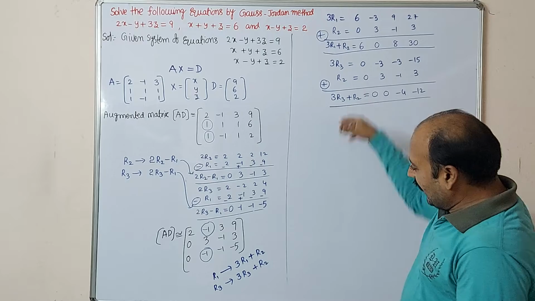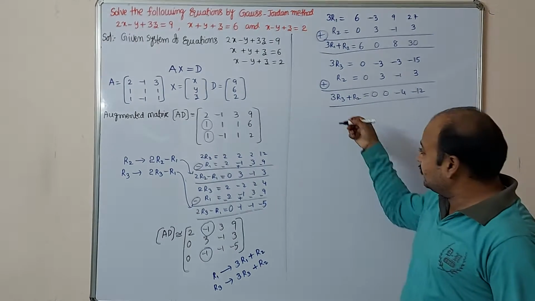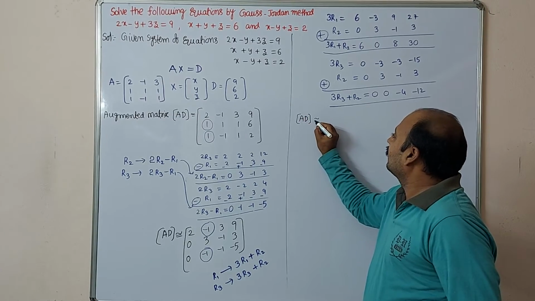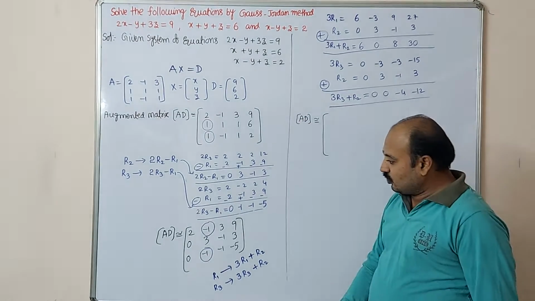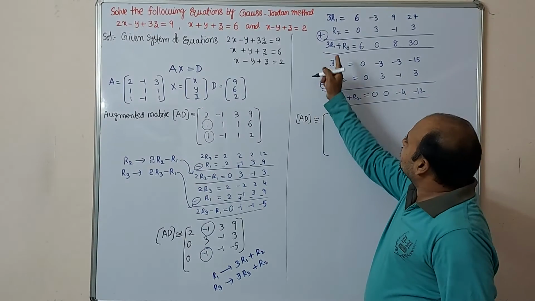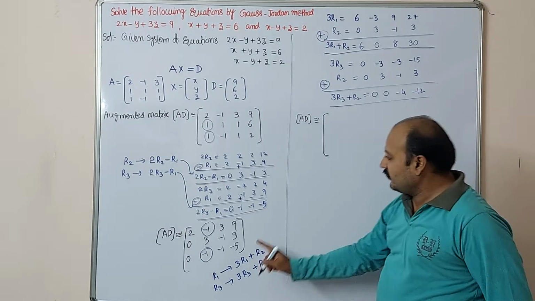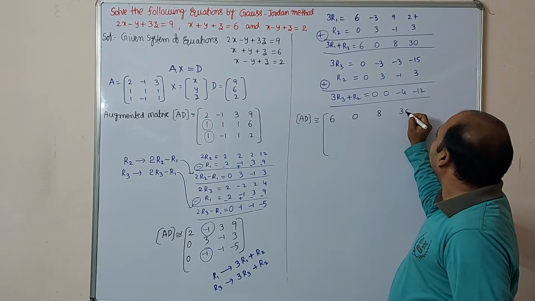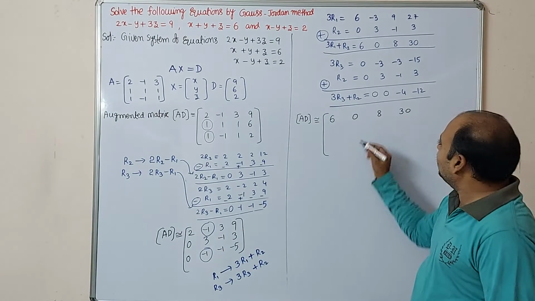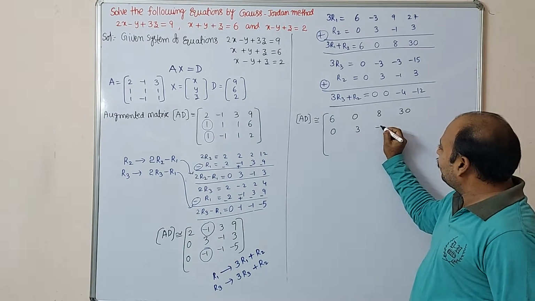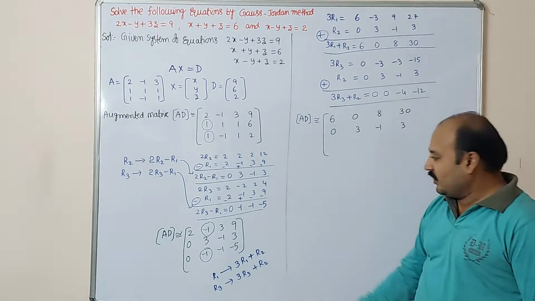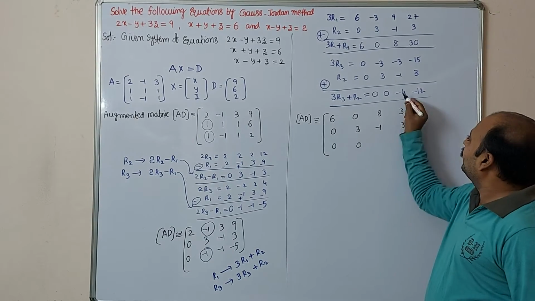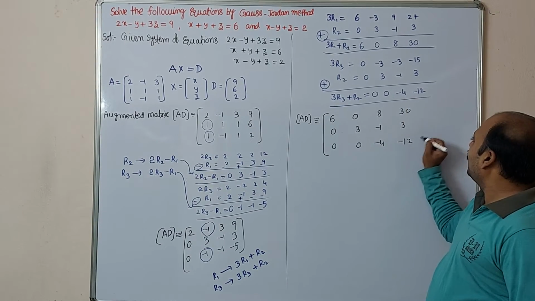So therefore, after applying these row transformations, this AD will become: the first row, 3R1 plus R2, will become 6, 0, 8, 30. R2, we are not changing anything: 0, 3, minus 1, 3. Next R3 also we are going to change. This is R3: 0, 0, minus 4, minus 12.